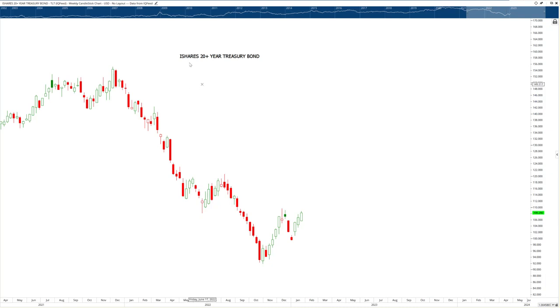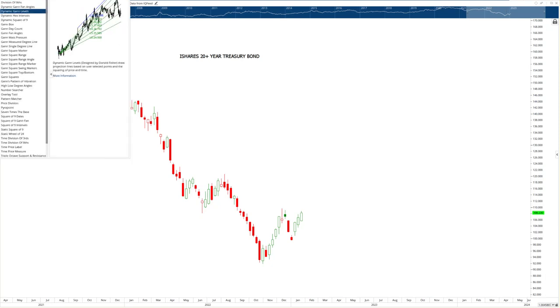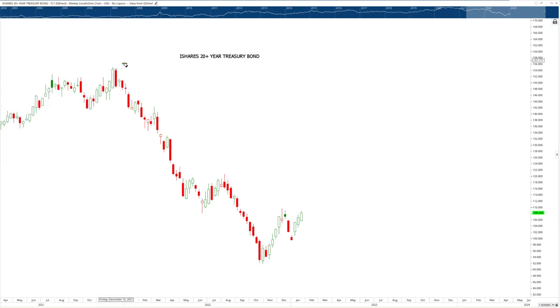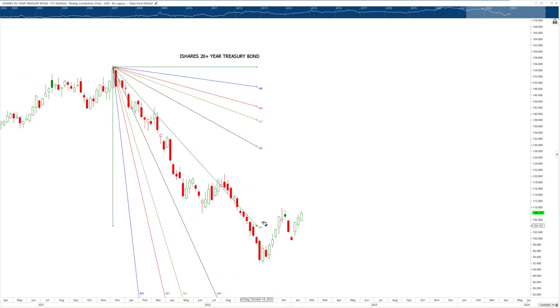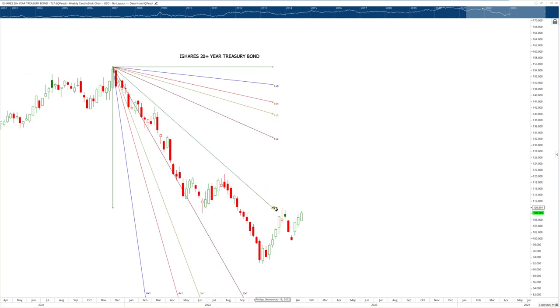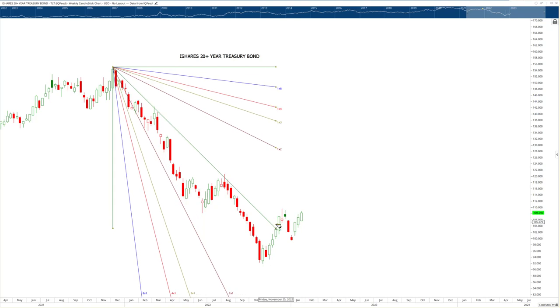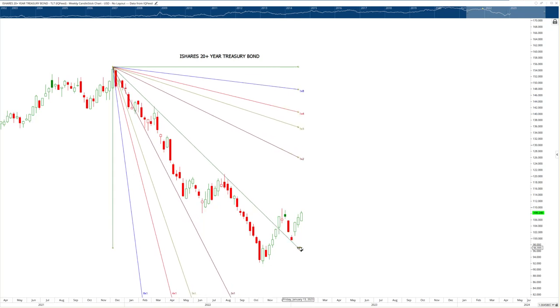Okay, you're looking at the iShares 20 plus year Treasury Bond ETF. That would be TLT. And a question arises, how do you draw the Gann Fan? Well, we start out with what you might call a dynamic Gann Fan, where you can change the scale on the fly. And you might try different levels, but here's one thing I would suggest to you.